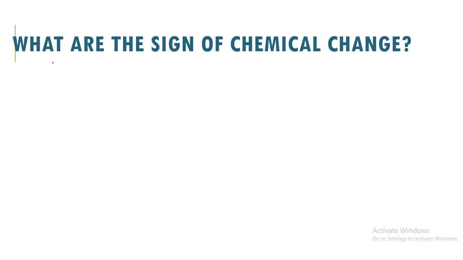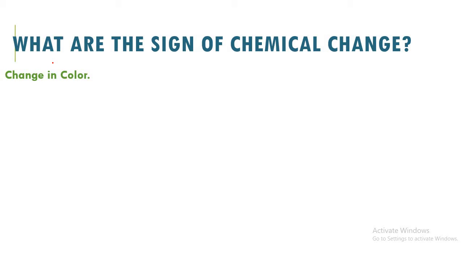Today we are going to continue lesson 3. What are the chemical changes? So let's start. What are the signs of chemical change? Chemical change means the change happened in a substance and a new substance was formed.